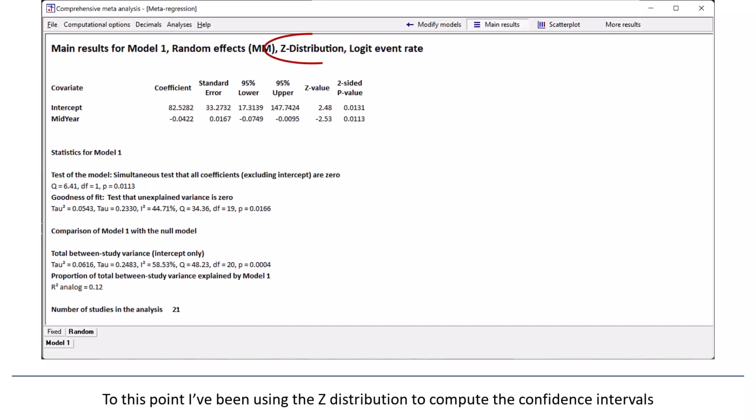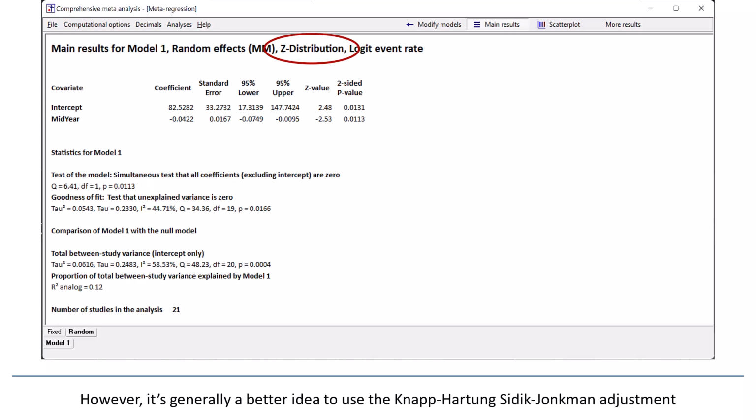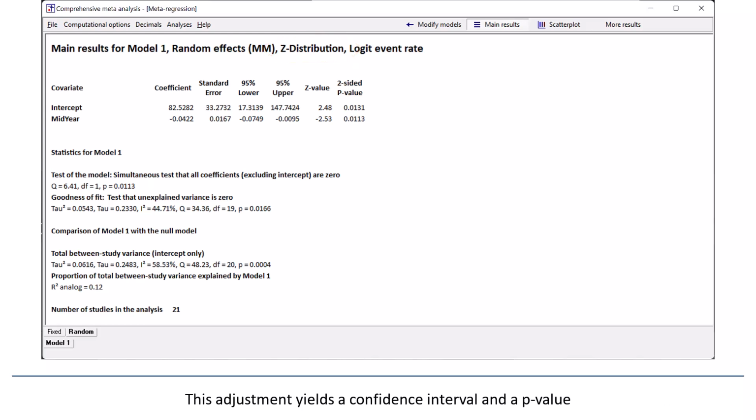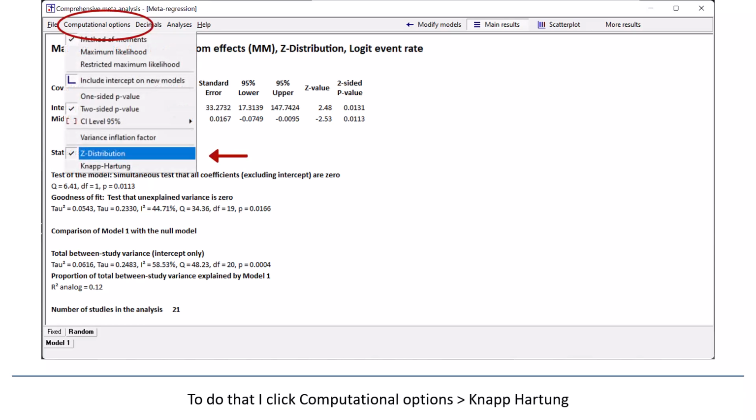To this point, I've been using the z-distribution to compute the confidence intervals and the p-values for the coefficients and for the overall omnibus effect. However, it's generally a better idea to use the Knapp-Hartung-Sidik-Jonkman adjustment. This adjustment yields a confidence interval and a p-value that tends to be more accurate than the one we get using the z-distribution. To do that, I click Computational Options, Knapp-Hartung.